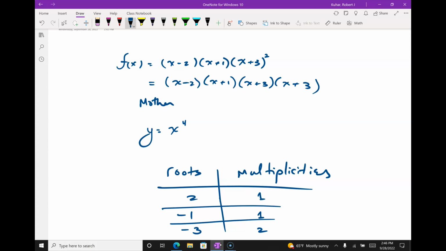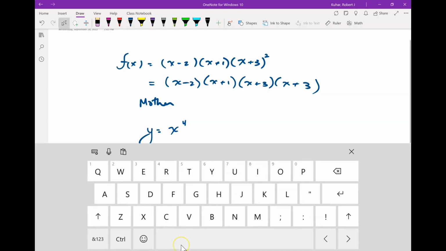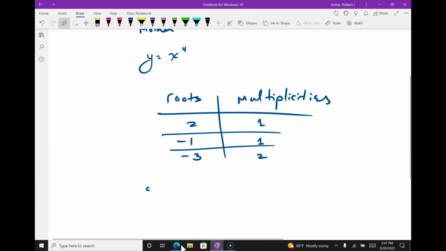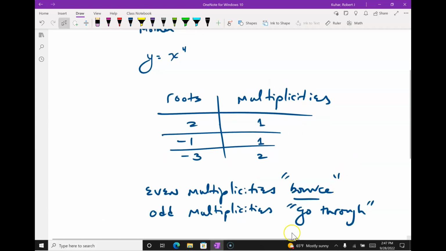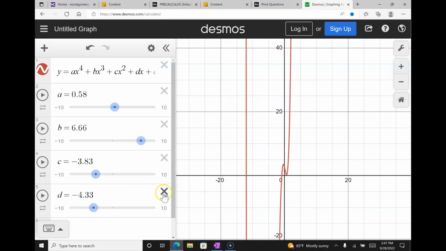So multiplicities, okay? What's strange is that even multiplicities bounce. Odd multiplicities go through. Even multiplicities bounce, odd will go through, and this will make a little more sense in a second. Let me put that one on Desmos, and I'll go back to this in a second.